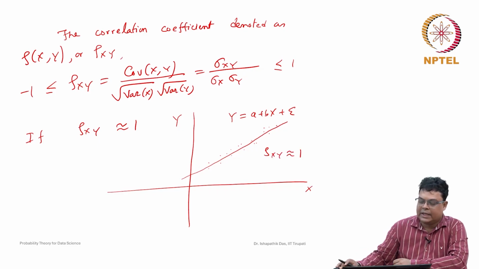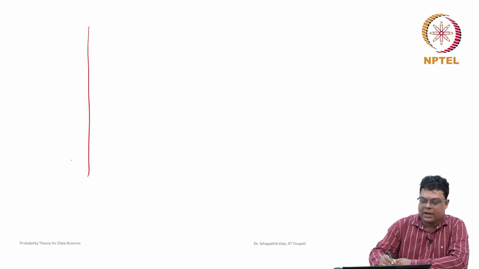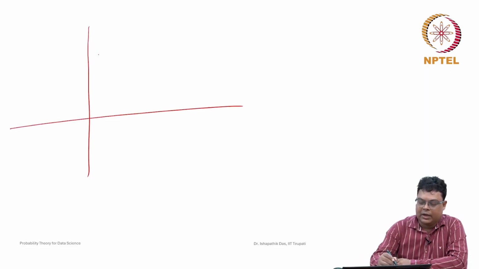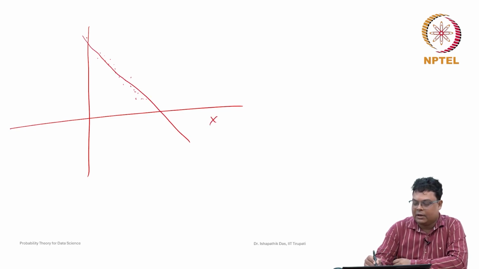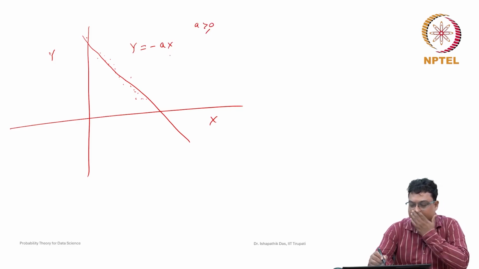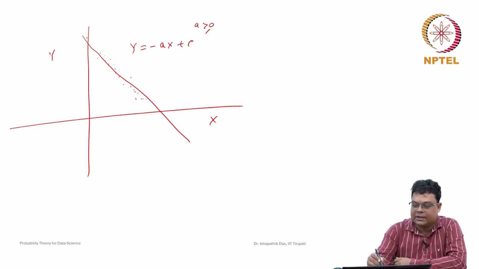Now, if the data is situated like that, it is also a straight line, but the direction is such that if x is increasing, then y is decreasing. So, this is also on a straight line. So, y will be some negative number times x, that is, minus ax, where a is a positive number, greater than or equal to 0. So, y equals minus ax plus c.